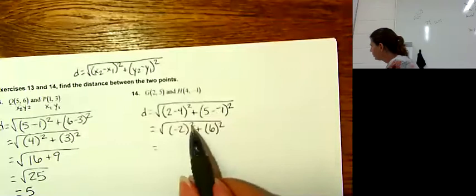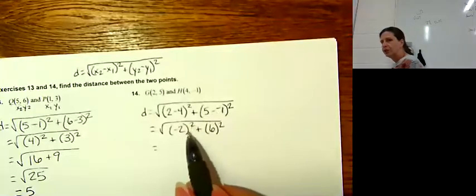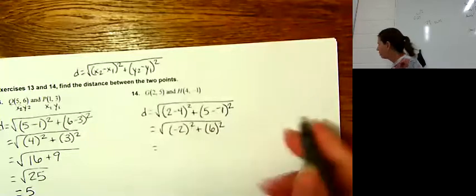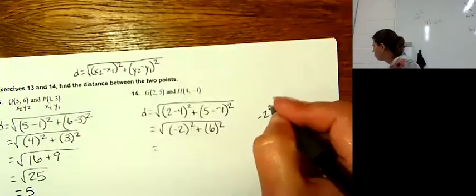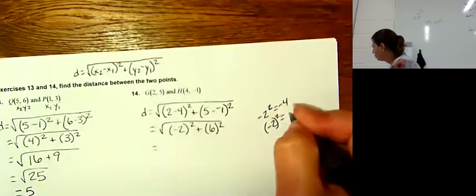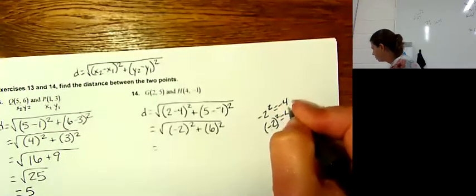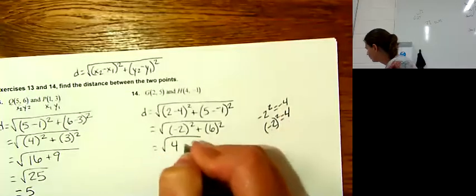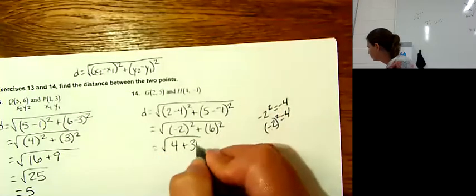Notice I'm leaving the parentheses around here because if you didn't have this in parentheses and just took -2 squared in your calculator like this, you're actually going to get a negative answer. That is different than when you're taking (-2) squared, which is 4, and then 6 squared, which is 36.